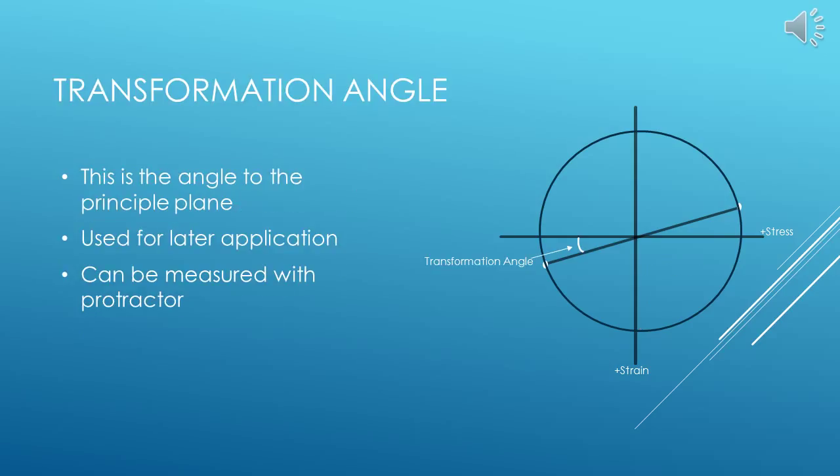The transformation angle is a vital component because it shows how much a material needs to be rotated in order to reduce the shear and maximize the stress. This is known as the principal plane. This angle can be measured with a protractor, but is where things get more advanced and is used more for later applications of shear and stress.